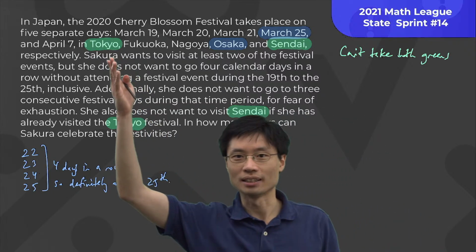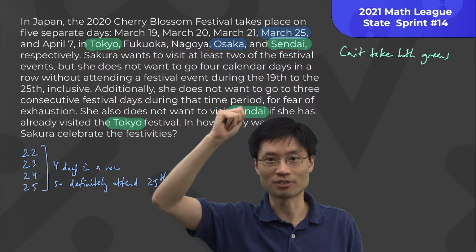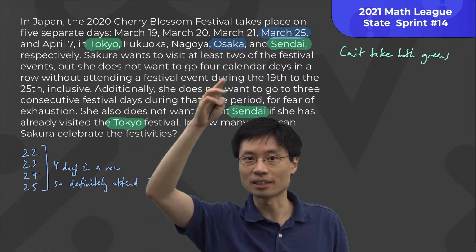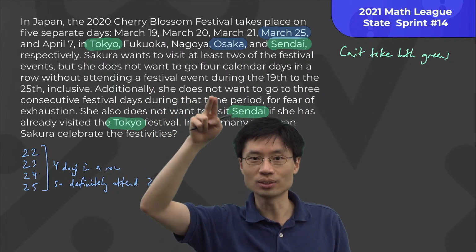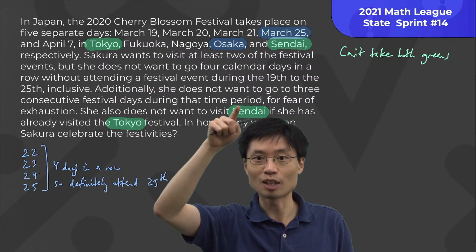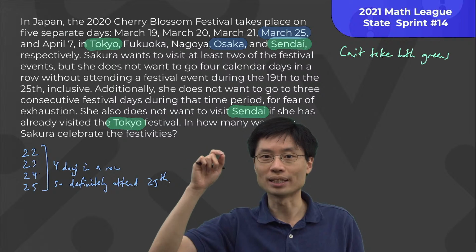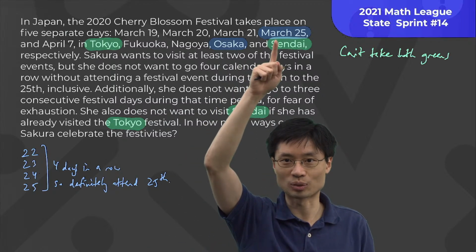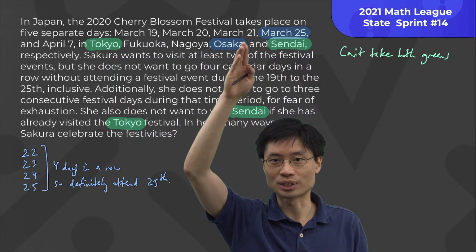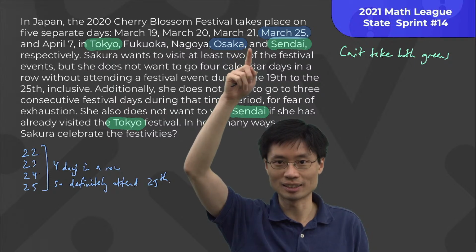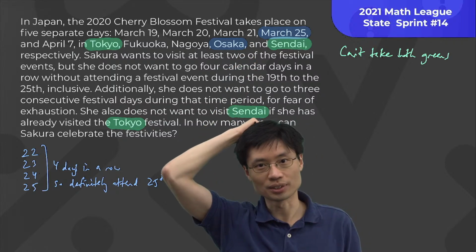Okay, so what have I done? Sakura still needs to visit at least 2 of the events. We already got 1 of them, for sure. But she does not want to go 4 calendar days. Okay, we dealt with that already. Additionally, she does not want to go to 3 consecutive festival days during that time period. That's the time period 19 to 25. So she does not want to go to 3. Oh, wait, there's more information. So I definitely have to take this one. And now I also know that she can't go 4 days without attending an event. Therefore, I don't know anything about the 21st, do I?